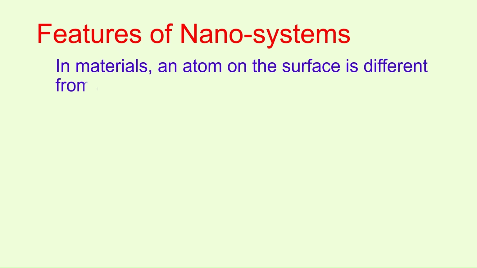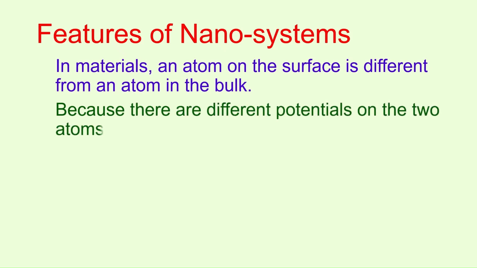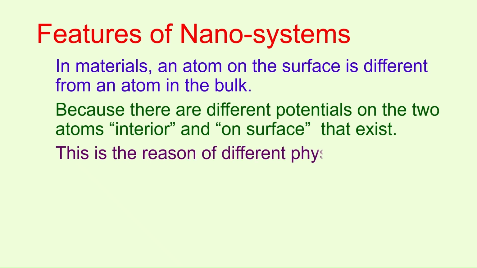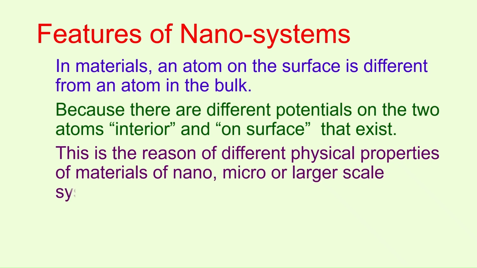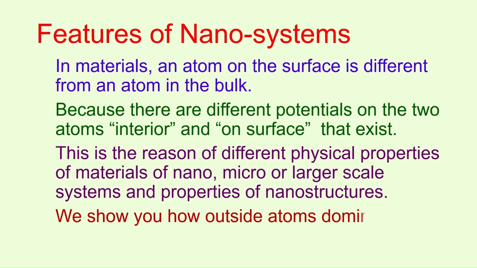Features of nanosystems. In materials, an atom on the surface is different from an atom in the bulk, because there are different potentials on the 2 atoms, interior and on surface, that exist. This is the reason of different physical properties of materials of nano, micro or larger scale systems, and properties of nanostructures. We show you graphically how outside atoms dominate in nanoparticles.